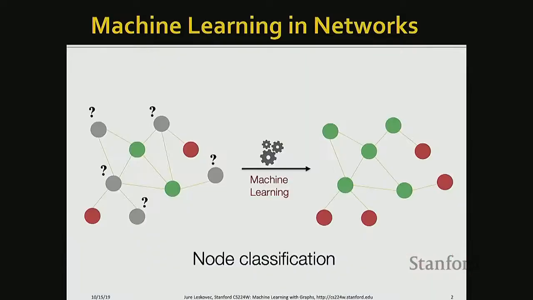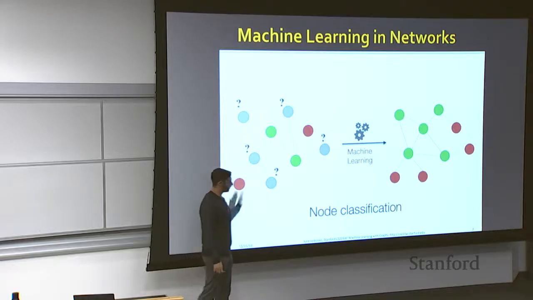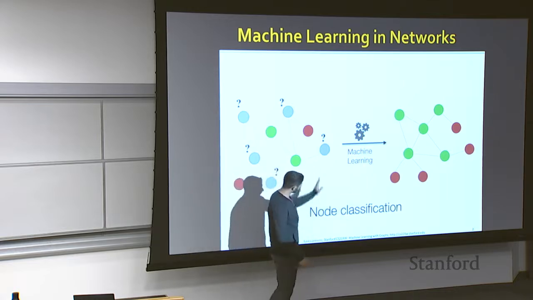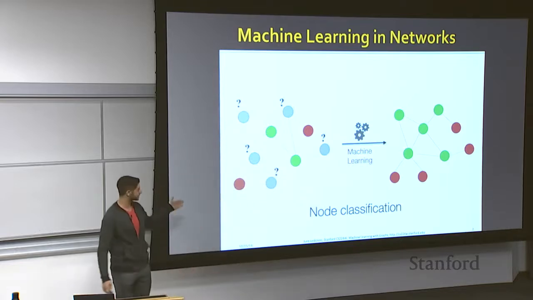So if you recall, this is the same opening slide that we had on Thursday. One very classic problem that you can have on graphs is node classification. On the left, we have this semi-labeled graph. We have the label for a few of these nodes. Some of them are red, some of them are green. And for the gray one, we have no node label. So what we want to do is apply our classifier and be able to give a label to each one of the nodes that were previously unlabeled. So this is the task of node classification.